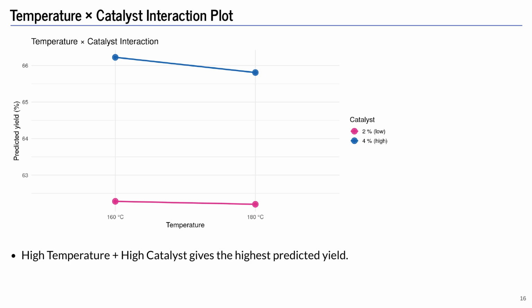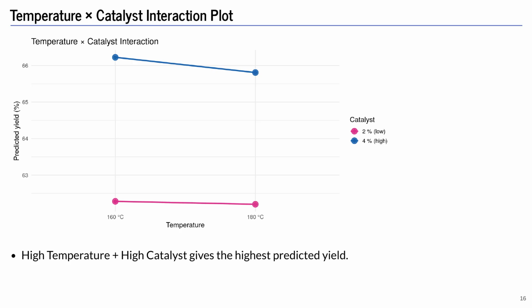At 4% catalyst, yield rises sharply as temperature increases from 160 to 180 degrees Celsius. At 2% catalyst, the gain from increasing temperature is much smaller. The optimal corner is therefore 180 degrees with 4% catalyst. That is the highest point on the plot. The open circles, which represent the observed corner means, sit very close to the model predictions at every corner. That visual agreement is entirely consistent with the clean lack of fit test we just saw.